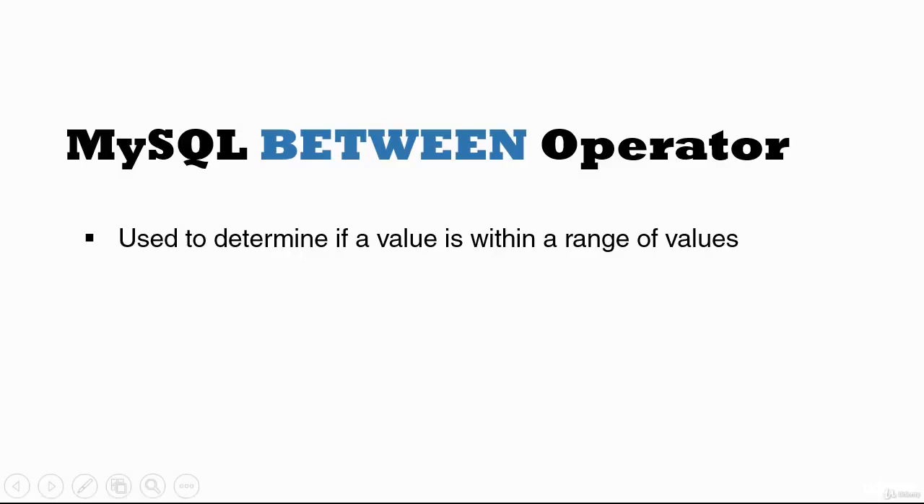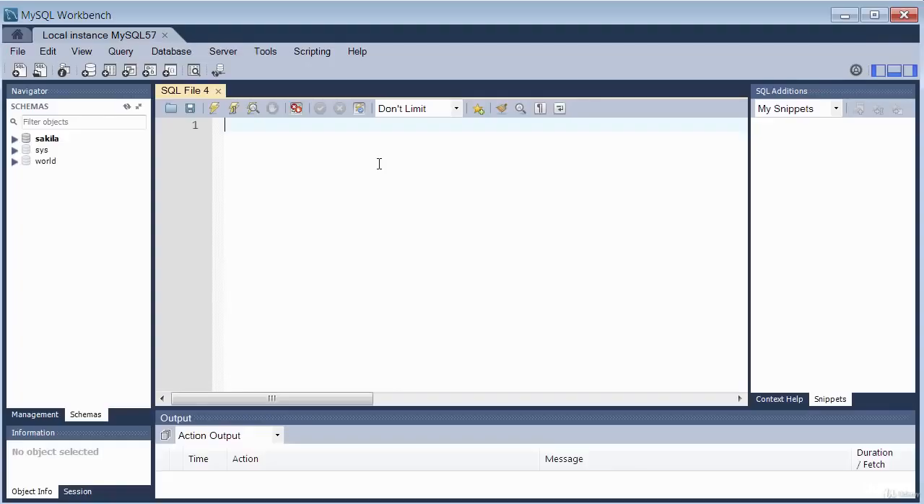Let's have a look at an example and see how this works. I have my SQL Workbench opened and I have already made a connection to the database. The database and schema I'm going to use to illustrate this example is the Sakila sample database and schema. So this is the Sakila schema.